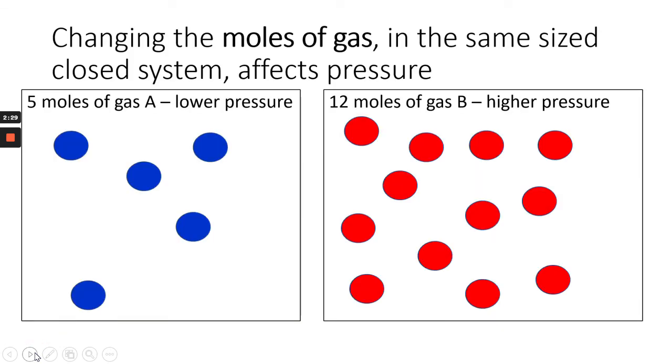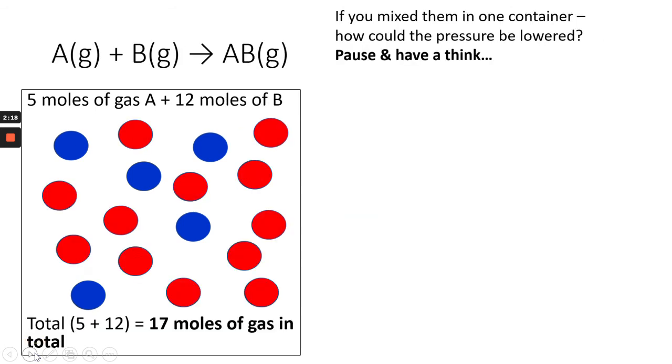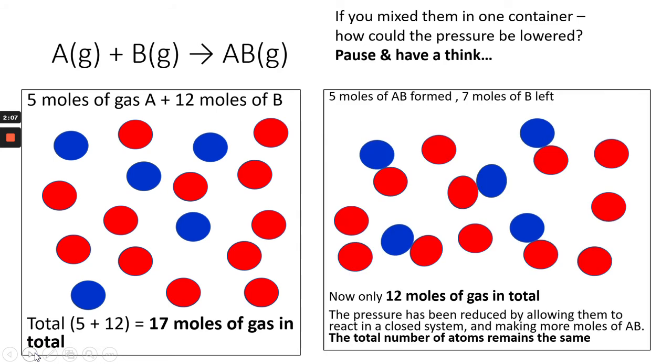If we take two identically sized containers, in one we've got 5 moles of gas A at lower pressure, the other we've got 12 moles of gas B at higher pressure. If we imagine that these two can be mixed and put into one container, what I'd like you to do is to pause the clip and try and work out what the container will look like once the reaction is run to completion and equilibrium has been reached. So you might have come across something like this. 5 moles of AB formed, 7 moles of B left, 12 moles of gas in total, so therefore lower pressure.